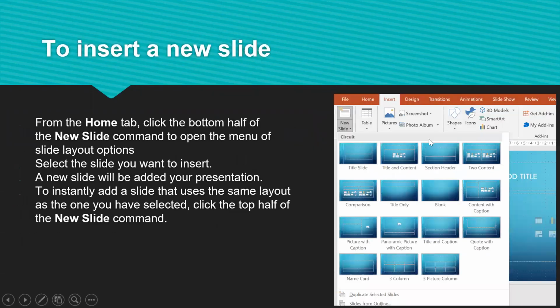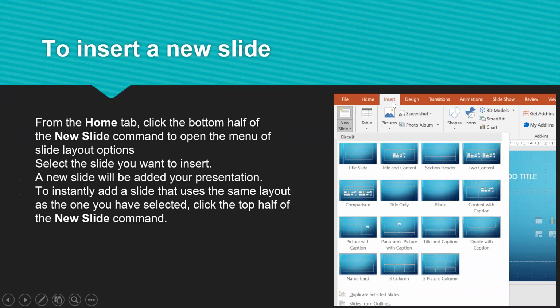The next section is how to insert a new slide. From the Home tab, click the bottom half of the New Slide command to open the slide layout options. Here, from the Insert tab, there is an option to add a new slide. Select the new slide, and a new slide will be added to your presentation. To instantly add a new slide that uses the same layout as the one you have selected, click at the top of the New Slide command.